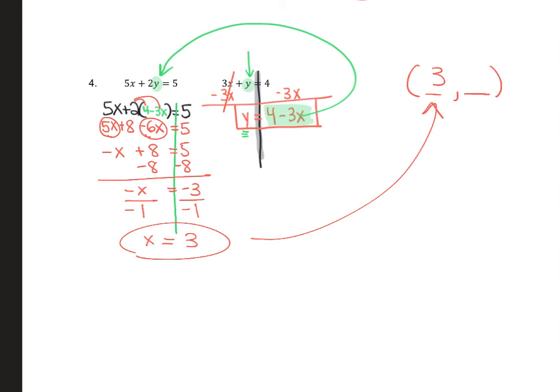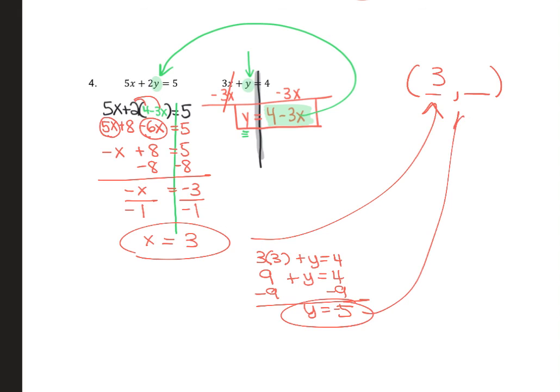That's going to go here in our spot for x of our ordered pair. And we have to plug this back into one of them. I'm going to choose the second, again, because that's where we have that lonesome y with no coefficient. And we get 3 times 3 plus y equals 4. 9 plus y equals 4. Subtract 9 from both sides, and we get y equals negative 5. Plug that up here. And that's our ordered pair, 3 comma negative 5.